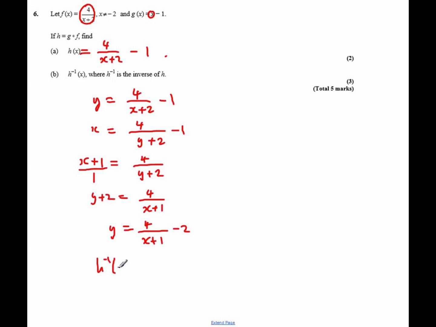And we just write that as an inverse to finish things off, because we're not asked about x and y, we're asked about h inverse. So that's the answer.